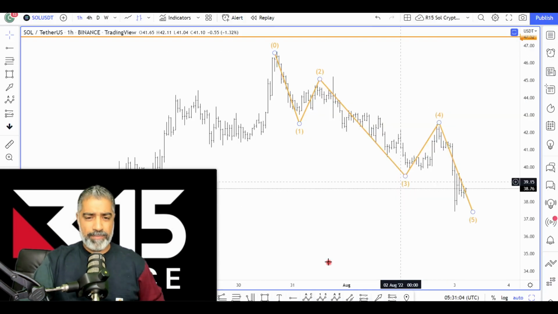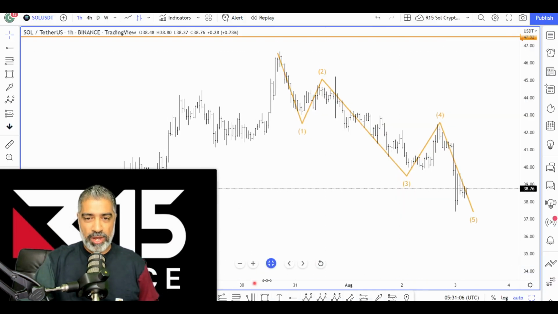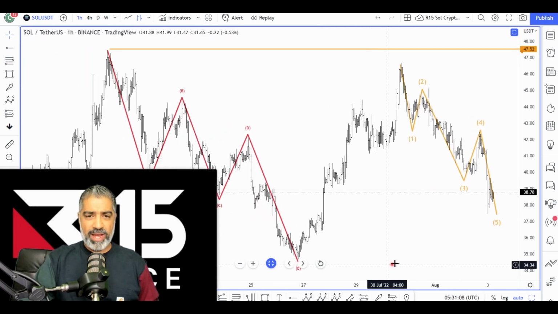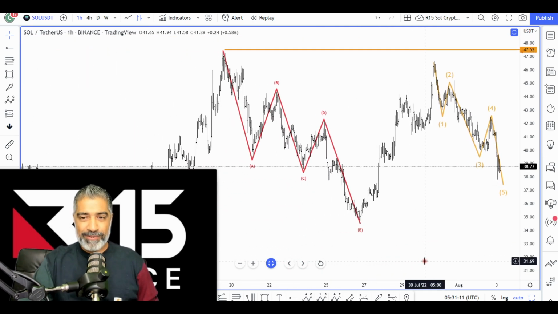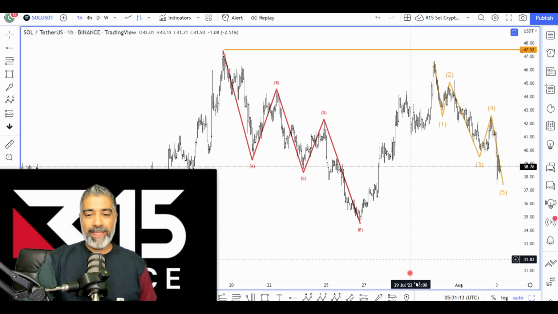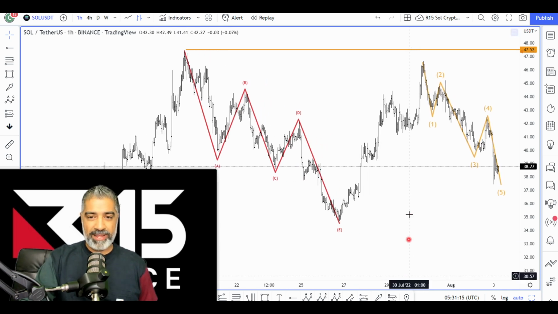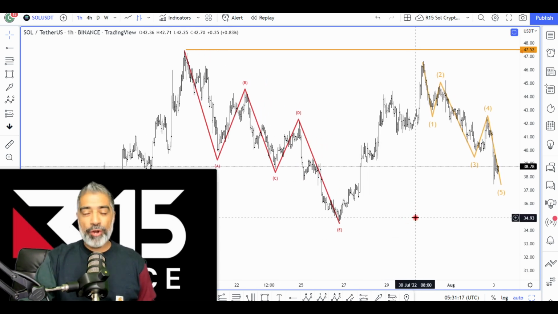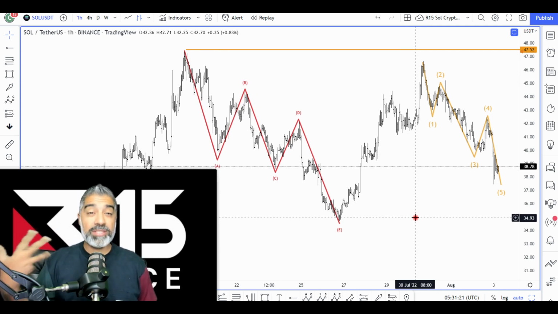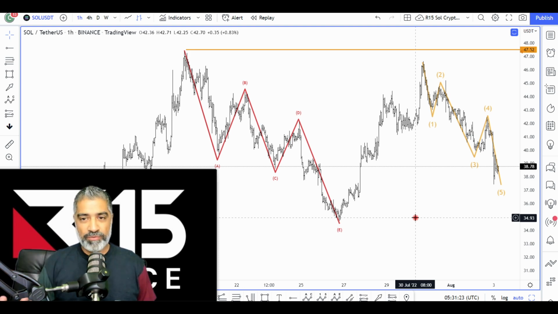So what we're looking at, I'm just going to zoom out. I'm on a 60-minute chart with Solana. And I'm just going to show you the difference between the red and the yellow. Hopefully you can see these clearly. The red is a corrective structure. Now a correction, it tells us different information to an impulsive trend.